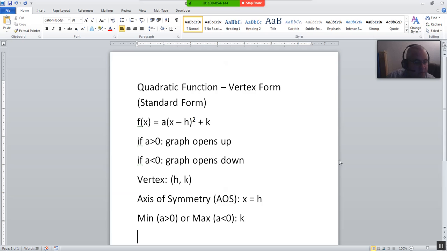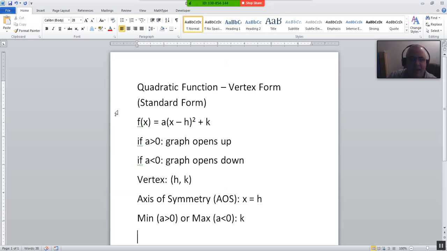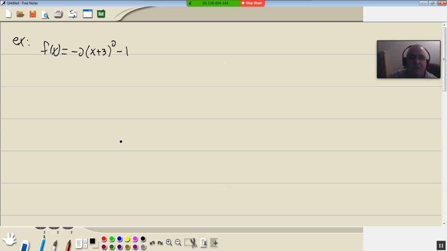So let's look at a problem. Let's say we got f of x is equal to negative 2 times (x plus 3) squared minus 1. And we'll find the vertex, axis of symmetry, min or max, and we're going to graph it. First off, let's identify our letters. Whatever number's right here is your a, and if there is no number here, it's by default 1. So a is negative 2.